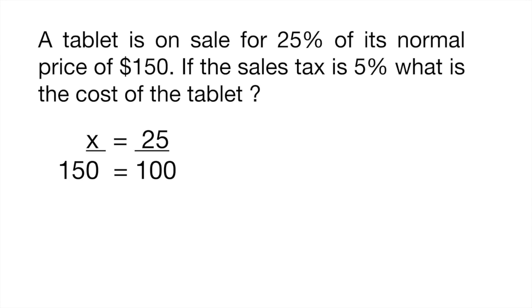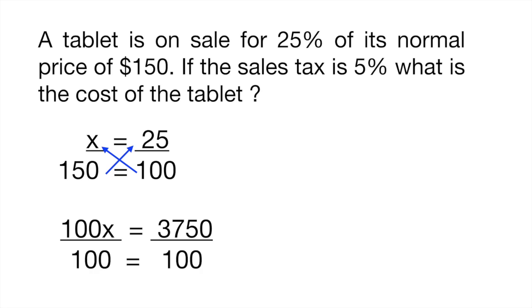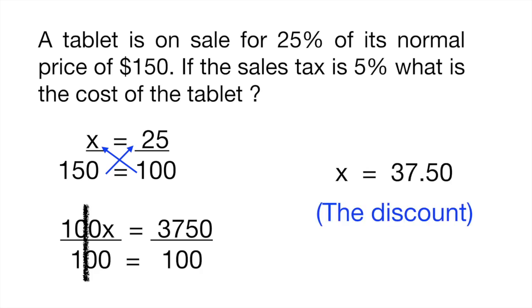So again, we do as we did before, we just multiply across like that. That gives us 100x is equal to 3,750. So go ahead and divide that by 100 on both sides. And that gives us $37.50. Okay, so that is the discount that you get with a 25% sale.